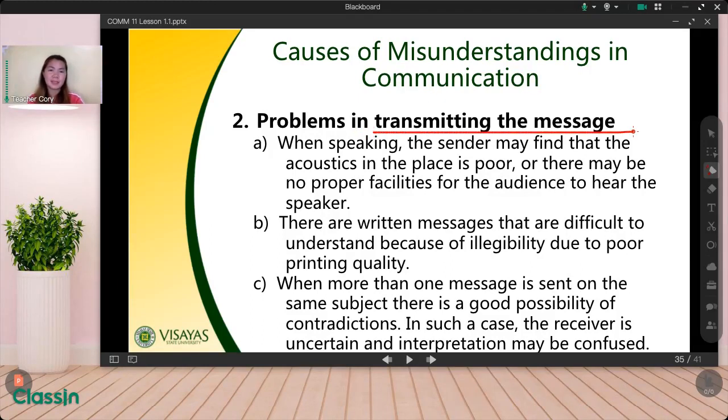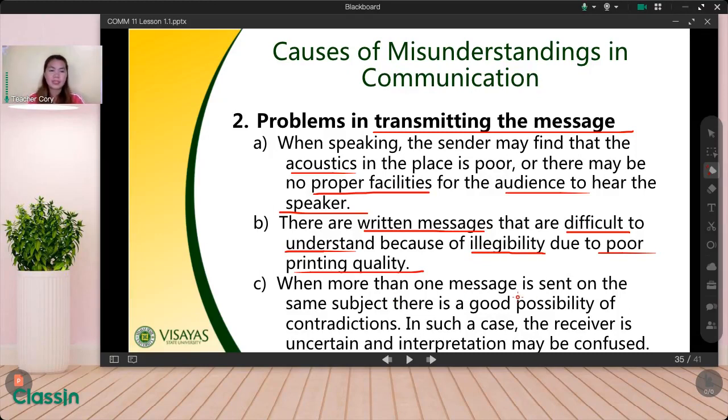So, problems in transmitting the message. This time, it's in the transmission. When speaking, the sender may find that the acoustics in the place is poor, or there may be no proper facilities for the audience to hear the speaker. For example, if the venue is too big and there's no microphone, it's quite hard for those people at the back to hear the speaker clearly. There are written messages that are difficult to understand because of illegibility due to poor printing quality. So this also affects. If the printing quality is poor, then it's hard to read. Or if your penmanship is hard to read, right?